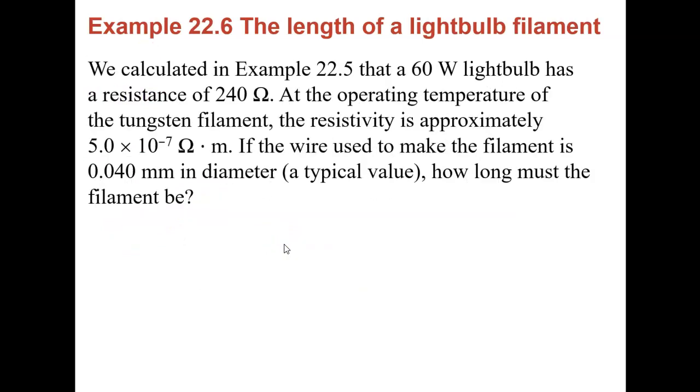So we have this one. Example up above: a 60-watt light bulb has a resistance of 240 ohms. At the operating temperature of the tungsten filament, the resistivity is about 5 times 10 to the negative 7th ohm meters. If the wire used to make the filament is 0.040 millimeters in diameter, how long must the filament be?